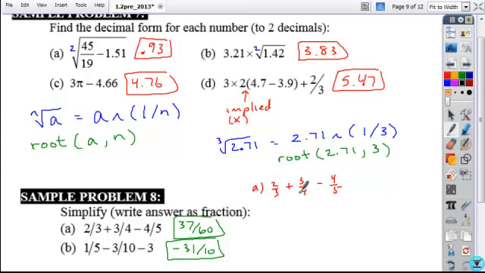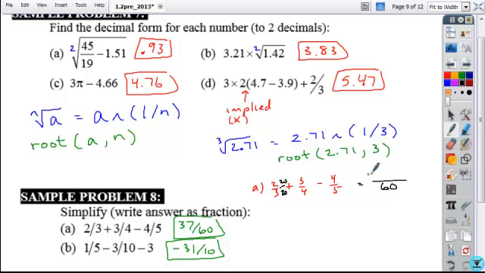Is 10 a multiple of 3 and 4? No. So let's double that. 20. Is 20 a multiple of 3 and 4? No. What about 30? No. 40? No. 50? No. 60? Yeah, so 60 is what we need to convert all of these into. And so what would we have to multiply the top and bottom of this fraction by to get 60 in our denominator?